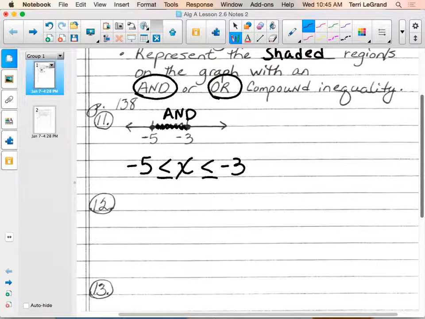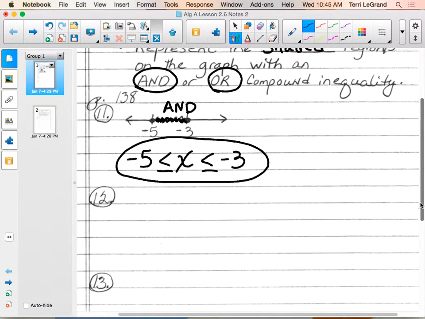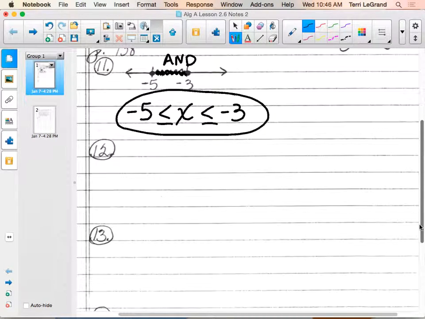So instead of having to solve, we're showing the solution algebraically, since they already gave us the graph representation of it. Okay, so here's our answer for this one. We have shown the compound inequality that represents that graph.